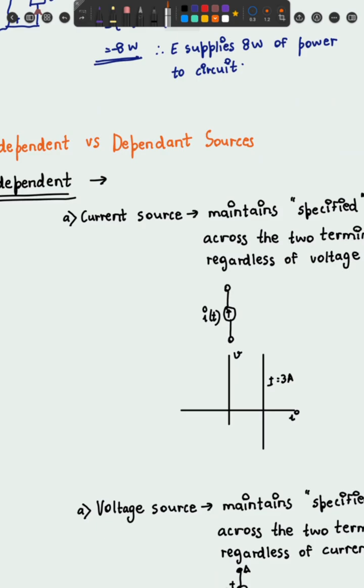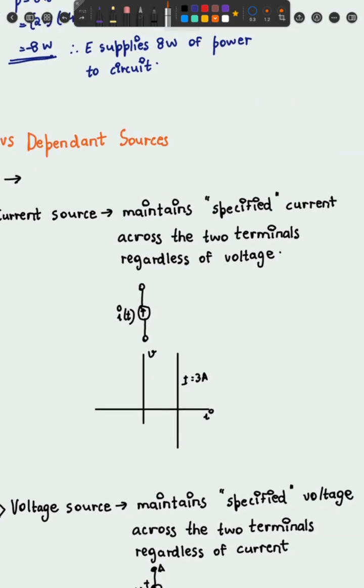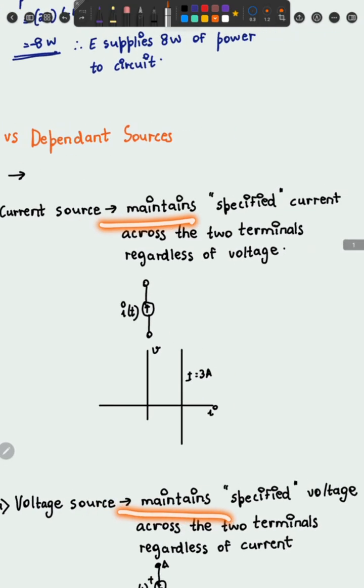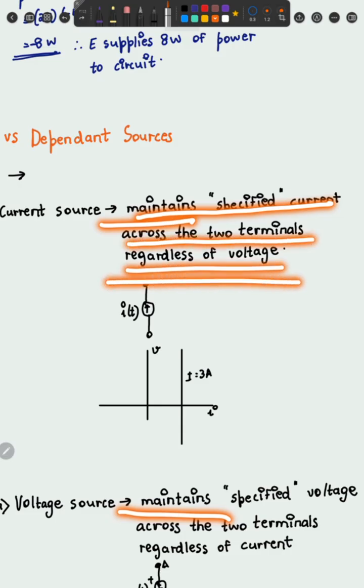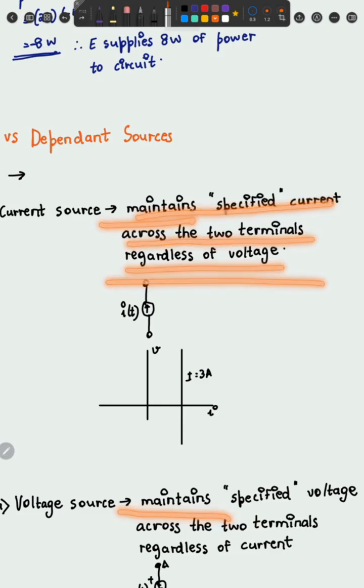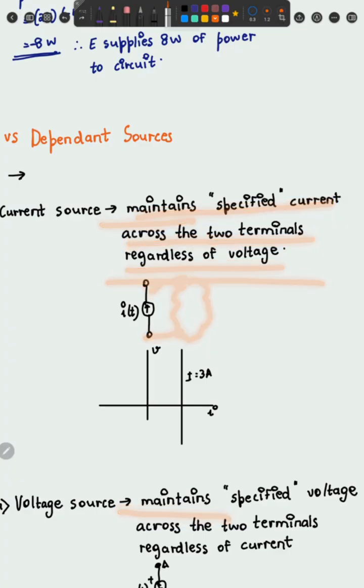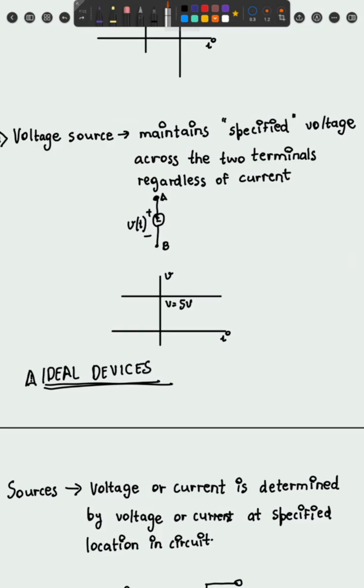What is an independent source? An independent source is a current or voltage source. For a current source, it maintains a specified current across two terminals regardless of the voltage. So if I have this connected anywhere in the circuit, that means this branch is going to have 3 ampere regardless. No matter what voltage I connect to it, it will have 3 amps. Similarly for a voltage source, if I connect this to a circuit, it is going to be 5 volt regardless of the current it draws.